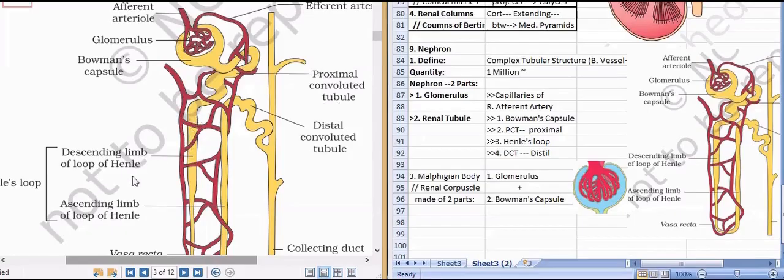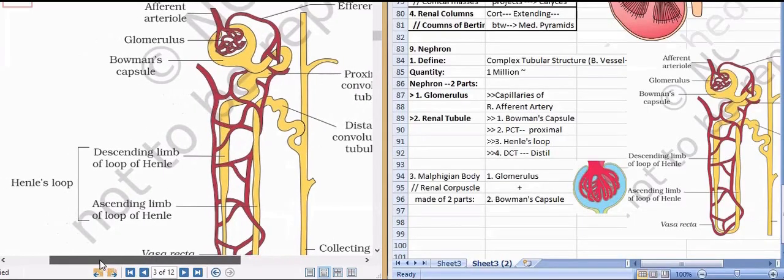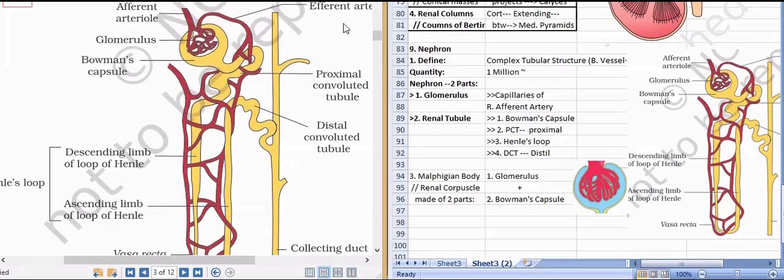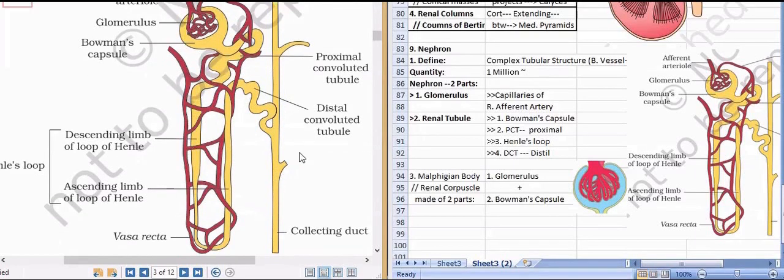Next it is going down. This is called Henle's loop. See the name, Henle's loop. It's coming down and going upside. Again it will fold, increasing surface area. So this is called the distal convoluted tubule. Like this, the distal tubes from many nephrons, one more nephron comes and enters here. So this is a common duct, called the collecting duct.